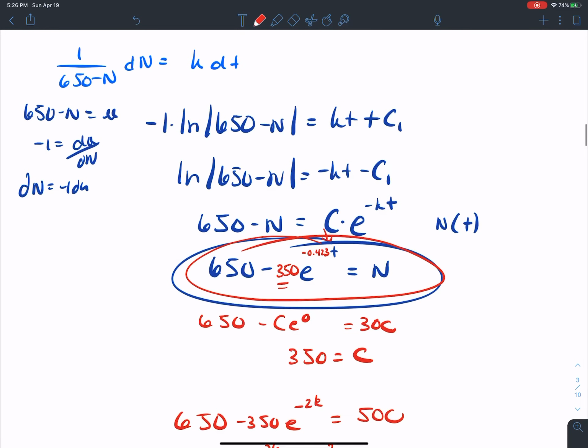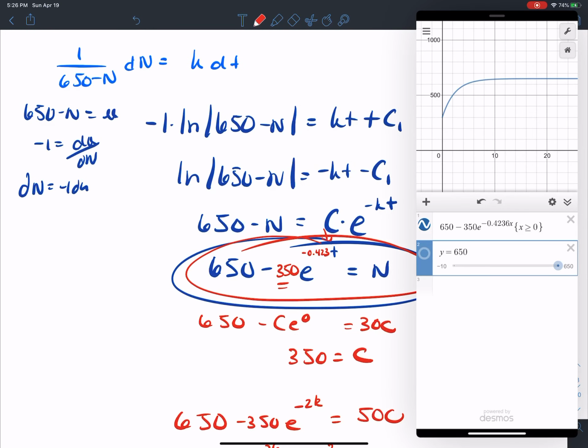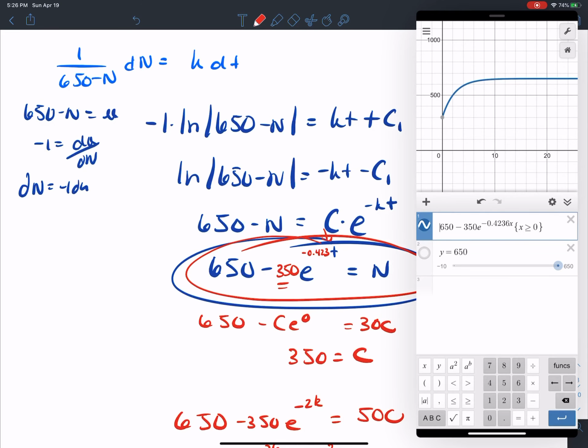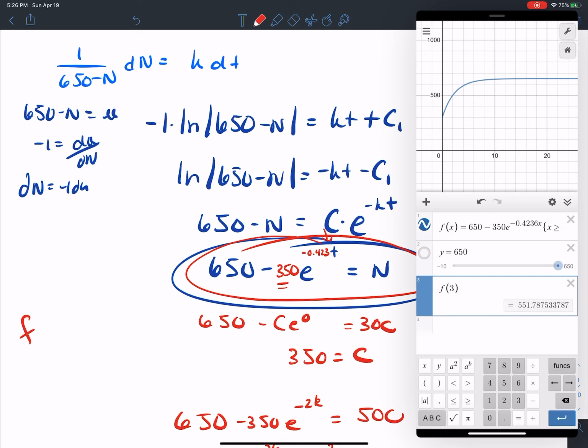And at that point, I do want to quickly show you something in Desmos. So I'm going to call this f of x real fast so I can use function notation. Once I have that equation, I could just plug in 3, right? It wants to know what is f of 3. So I can answer that question. It's about, so f of 3, or sorry, n of 3. In this case, I should have called it n on Desmos, my bad. But it's about 551.78.